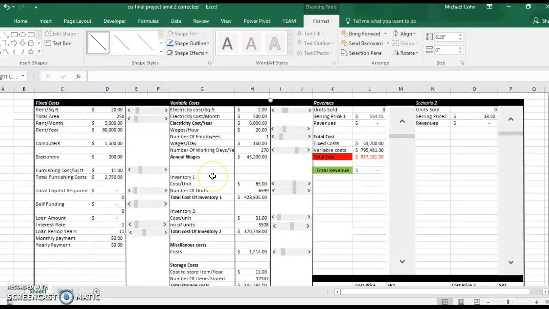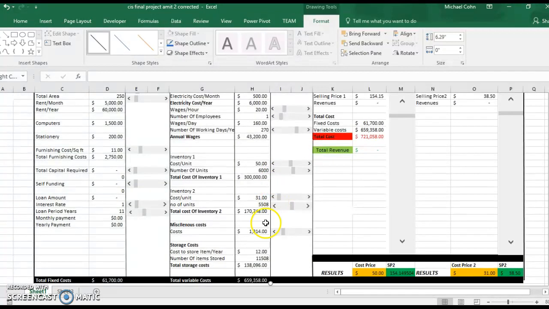We now come to the inventory section. When we come to the first inventory, let's assume that the cost of the inventory is around $50 a unit. And the number of units she buys is around 6,000 units. So I'll just adjust that to 6,000. So this makes a total cost of inventory to be around $300,000.